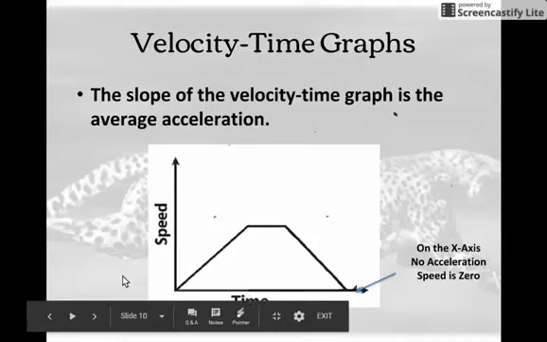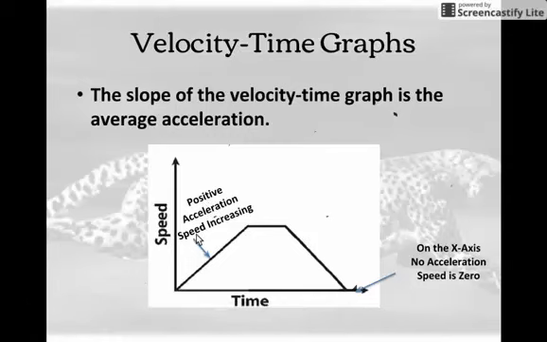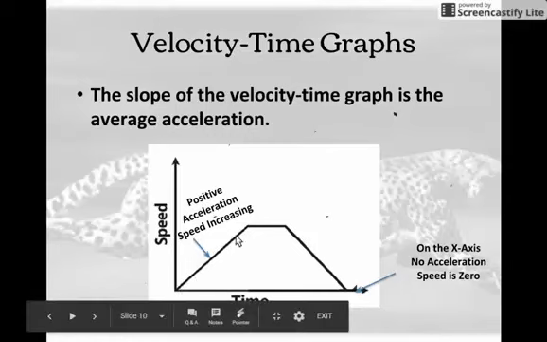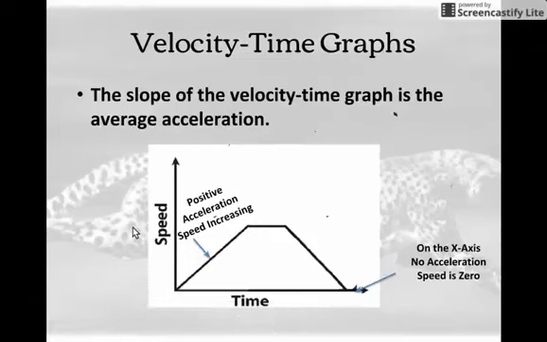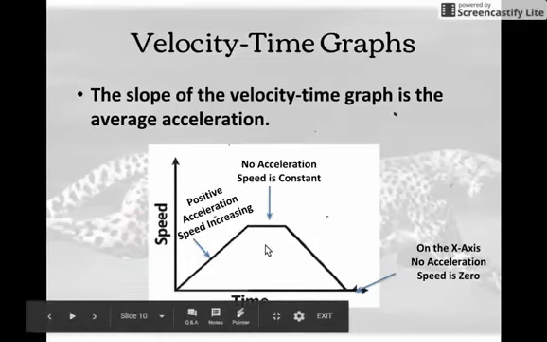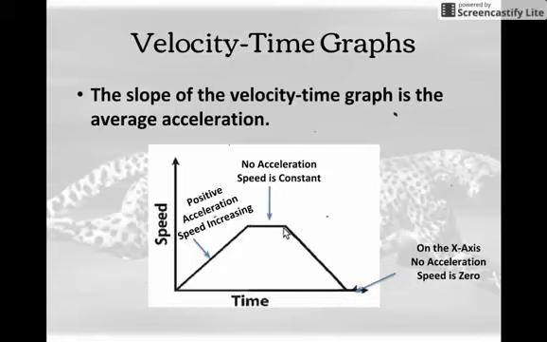So if we have a line that's increasing up like this, that means we have a positive acceleration and we're speeding up. So our speed is increasing. If we have a flat line that's not on the x-axis, so it's up here, that means our speed is staying the same, right? So here's speed on the y-axis. As we go across, it stays the same. So no acceleration, speed is constant.